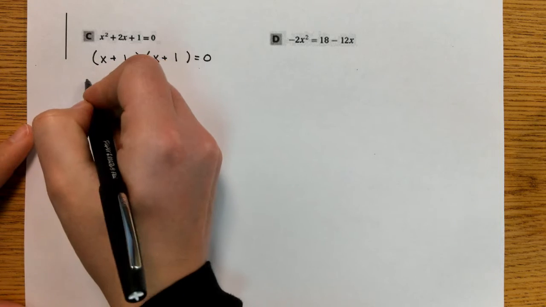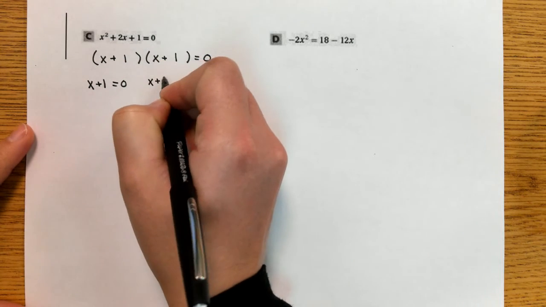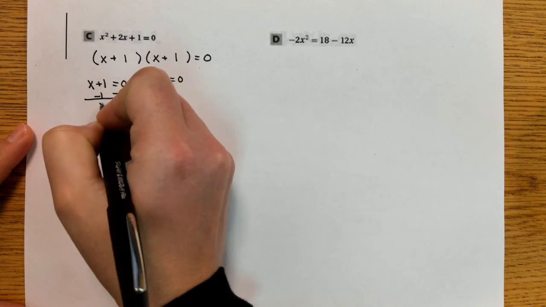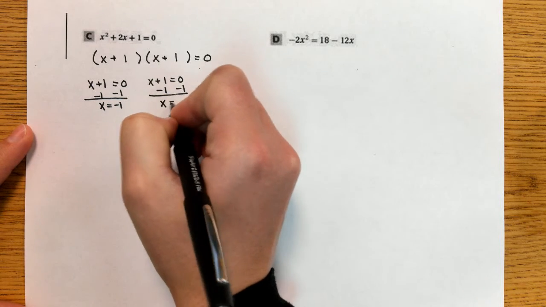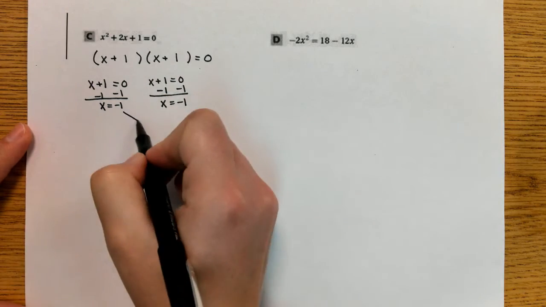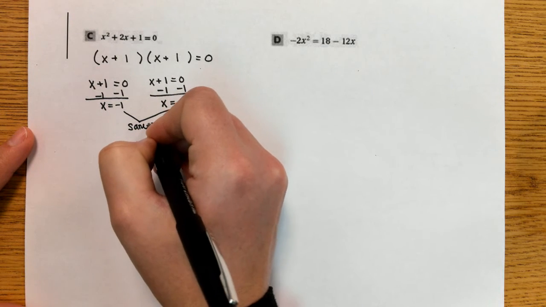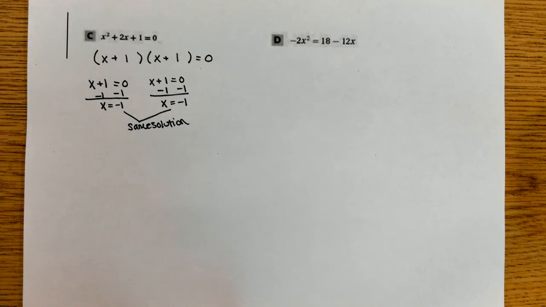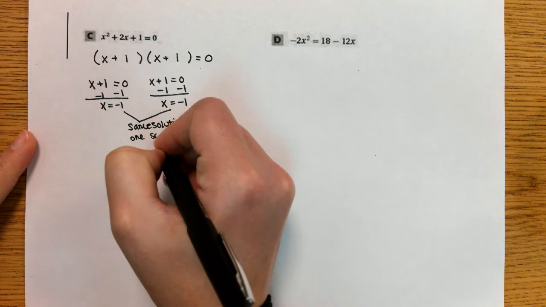So now I'm going to set each factor equal to 0. So x plus 1 equals 0, x plus 1 equals 0. Subtract 1 from both sides to get x equals negative 1. Subtract 1 from both sides to get x equals negative 1. So here, these are the same solution. X equals negative 1. So in this case, I'm only going to have one solution.